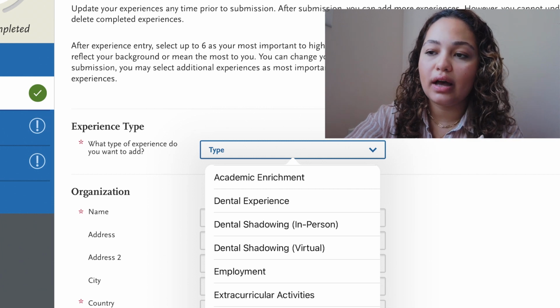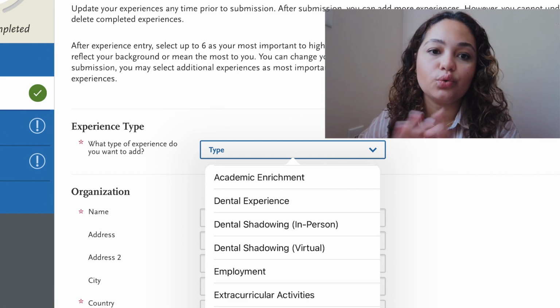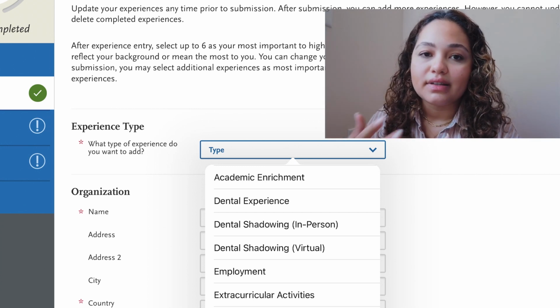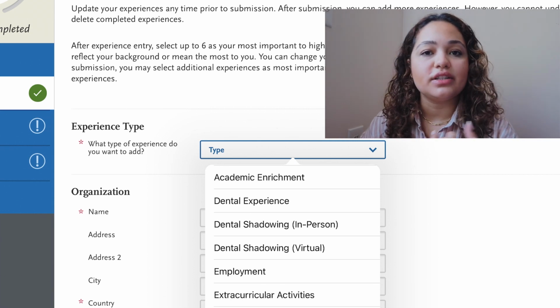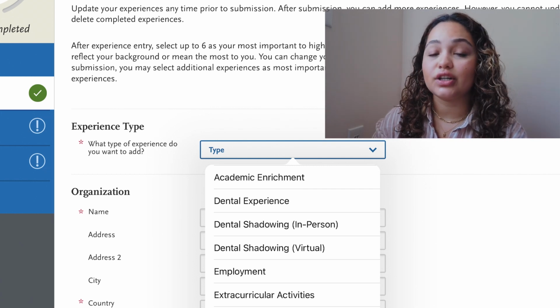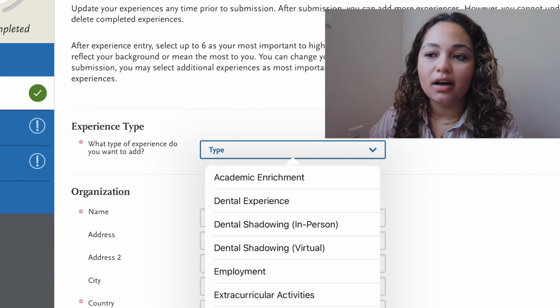Okay, so let's go through. Employment: obviously, employment is something that you get paid for. It is something where you're getting compensated in one way or another, whether it's work study or just a job that you have. If it's a research position, that's paid. If you're an intern, that's paid. All of those would be considered employment, and it's just anywhere that you've worked that you can put in.